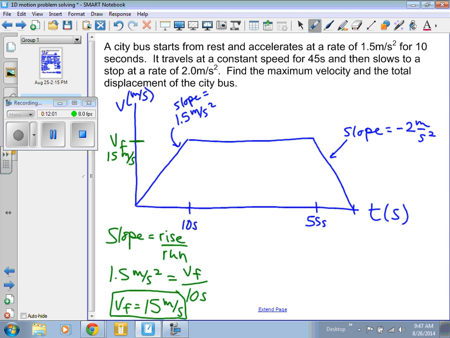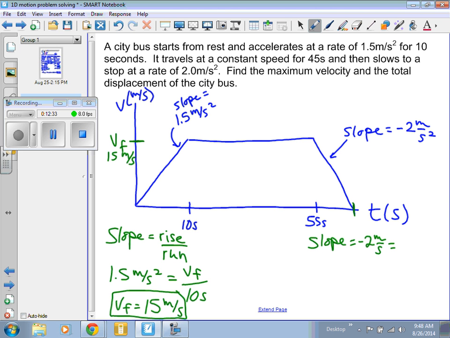And then we need to figure out what this time value is so that we can figure out the area under the curve and figure out the total displacement. So let's go back over here. And we know, once again, slope is rise over run. So our slope is -2 meters per second squared. And that is equal to the change in velocity over the change in time.